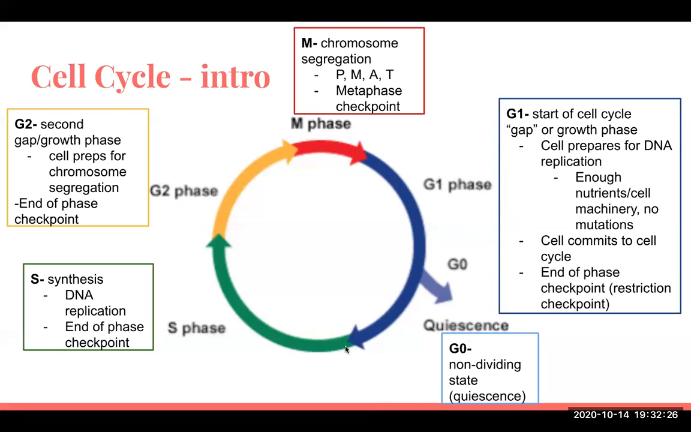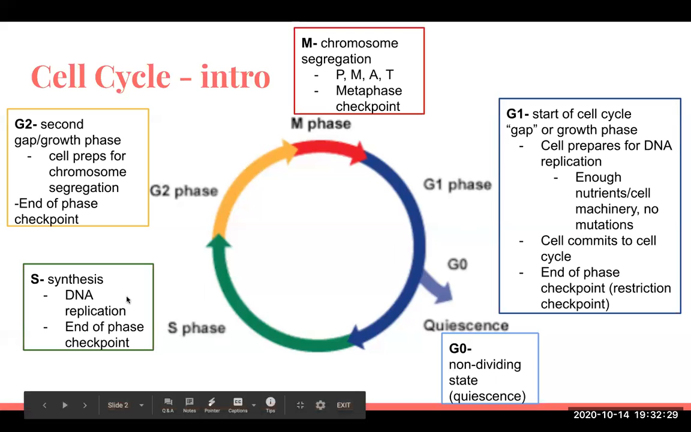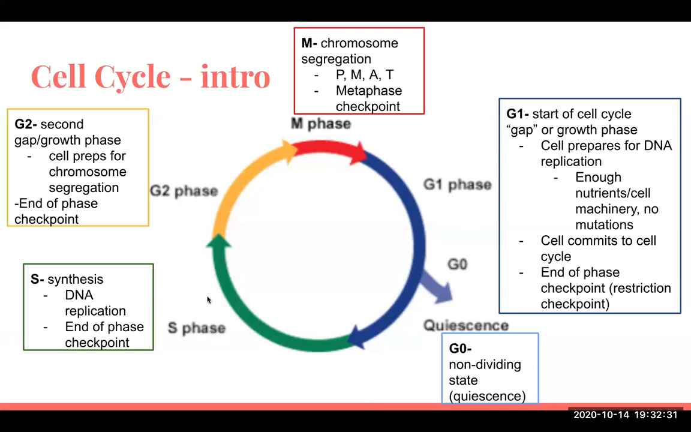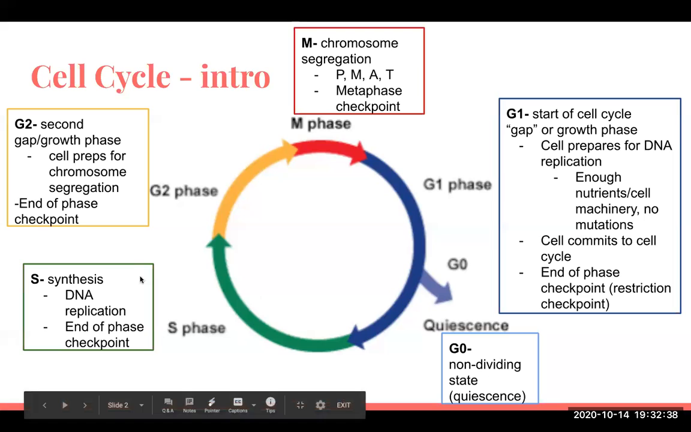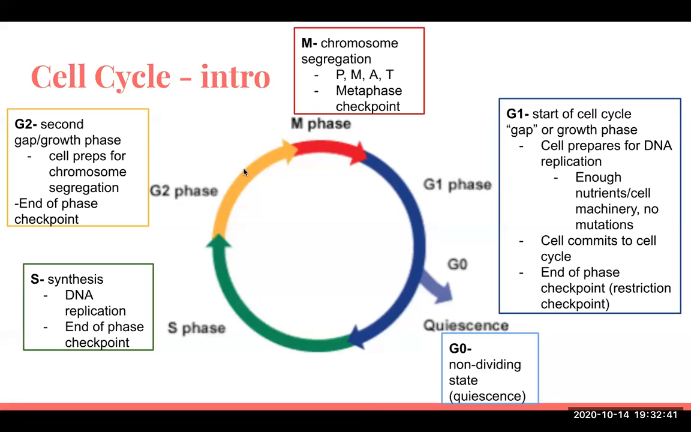After G1, you go to S phase. S phase stands for synthesis phase. That's where the DNA replication occurs. We'll go into that more next week. And there is a checkpoint in S phase too. After S phase, we go into G2. That's a second gap or growth phase. That's when the cell prepares for chromosome segregation, and there's a checkpoint here too. And then finally, we have M phase, and that's where you have your typical prophase, metaphase, anaphase, telophase. Again, we'll go over that more next week. And you also have a metaphase checkpoint.